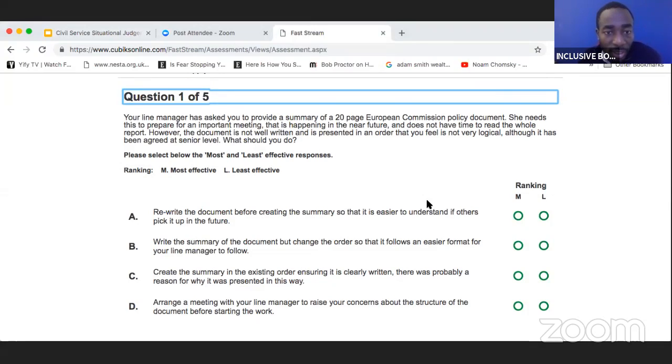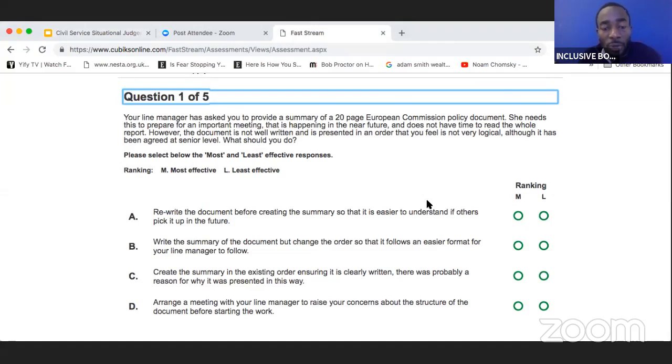So option B is write the summary, but change the order so that it follows an easier format for your line manager to follow. Again, it makes sense. However, although it says write a summary, there's a clue that says the document has been agreed at a senior level. Although it hasn't been well written or presented in an order that you feel is logical, it has been agreed at a senior level. You do not know why it's been written in that way.